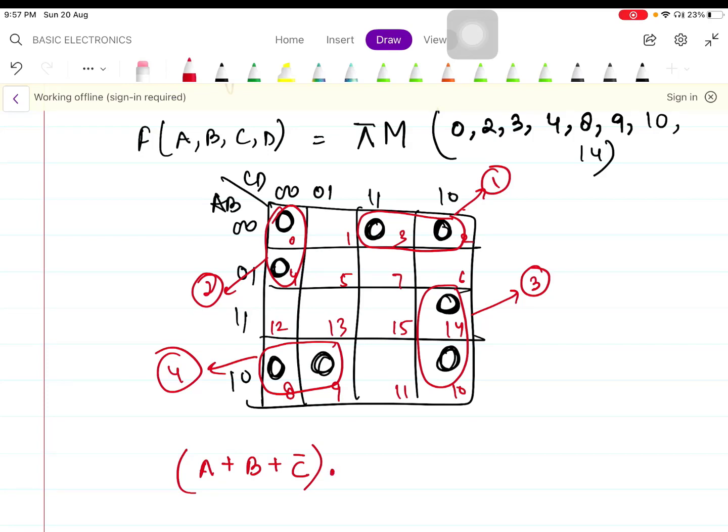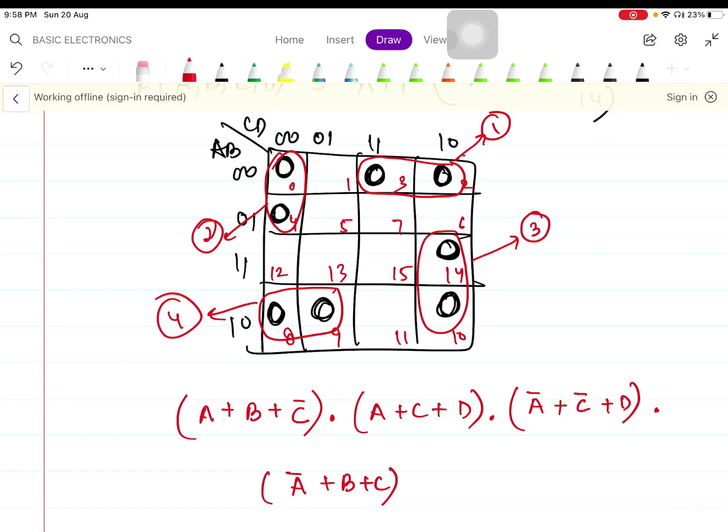Now similarly, we will write the answer for the second group. For SOP, it would have been A bar, C bar, D bar. So it will be A plus C plus D. For the third group in SOP, the answer would have been A, C, D bar. So this is how we write the answer for all the max term groupings in POS form. So this is POS simplification.